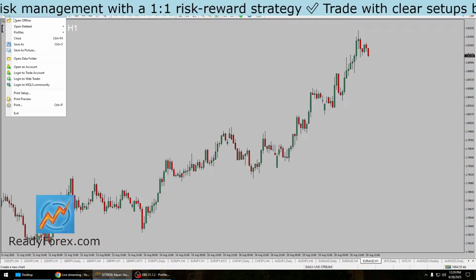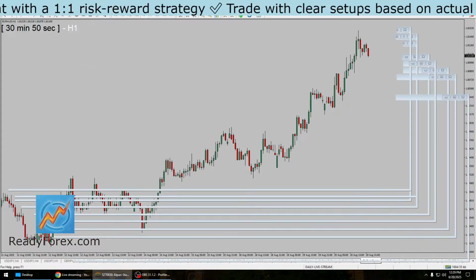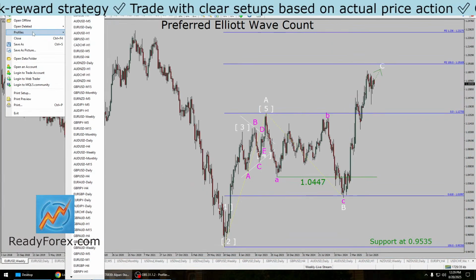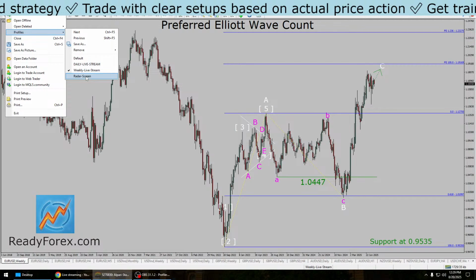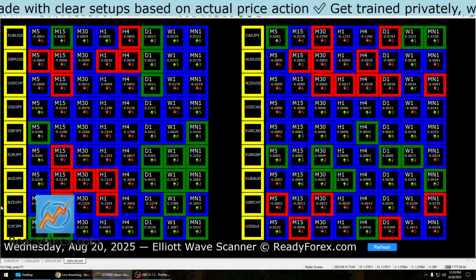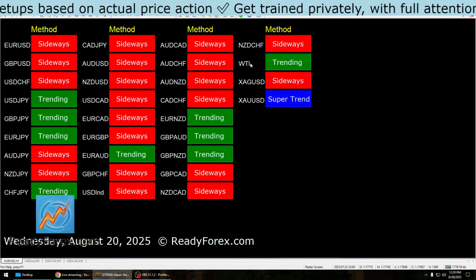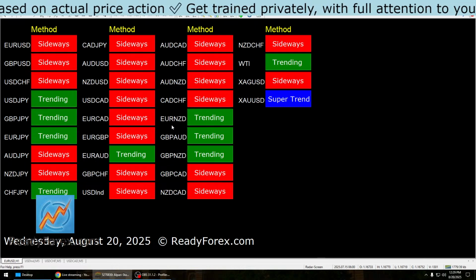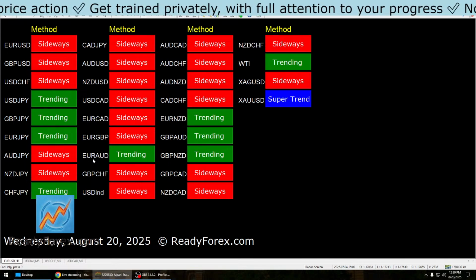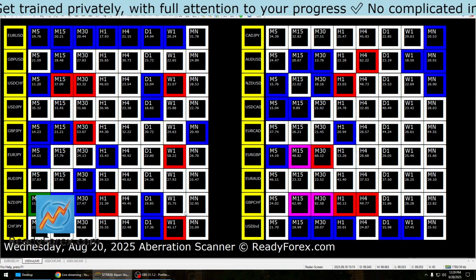Let me go back to the radar screen. I want to know what is going on. Oh, this one is the wrong one. Okay, let's click again, go over to the radar screen. So Euro AUD, I think I have this one over here. Euro NZD is here. Where is the Euro AUD? Okay, it's trending. Euro AUD is in a trending mode.